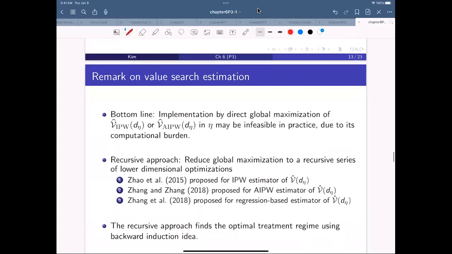The first approach is very challenging for the maximization. Given D1 and D2, you can do the first approach, estimate the beta and then evaluate the value function. But the maximization over D1, D2 will be difficult. And the second approach kind of gives a path to do the maximization, like a recursive one.